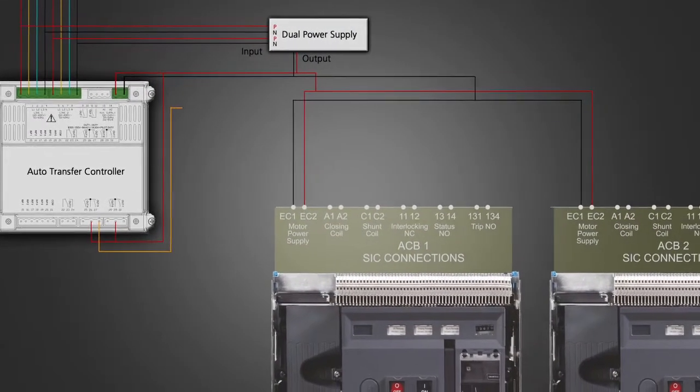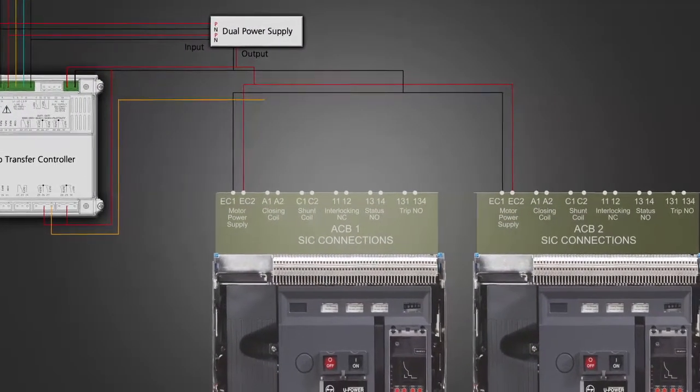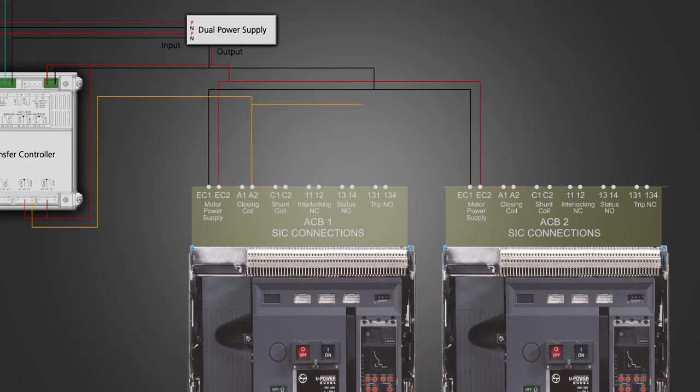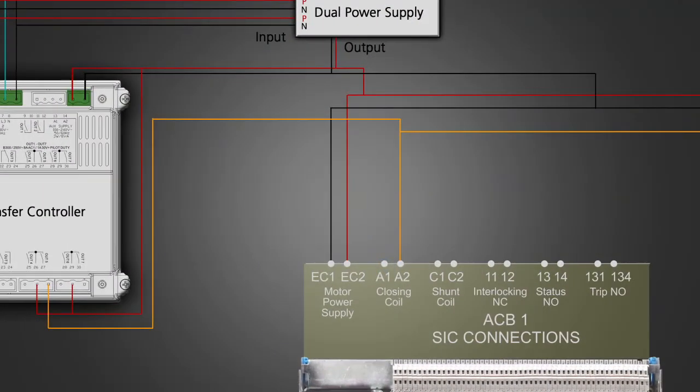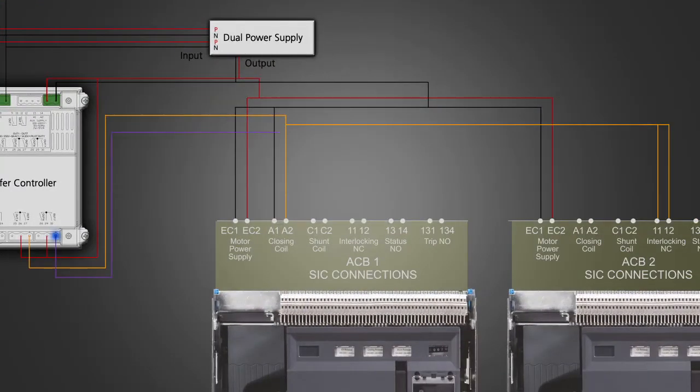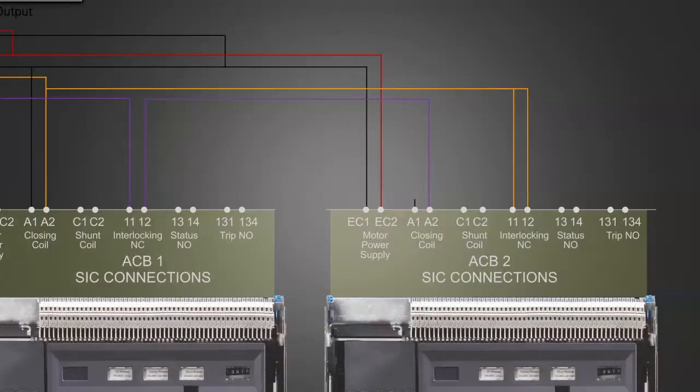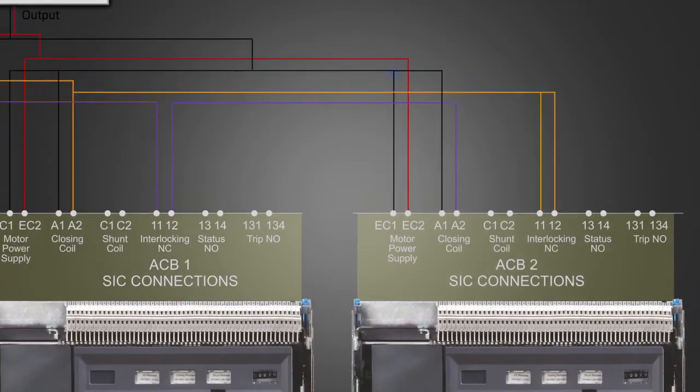Terminal 27 of output 5 of the controller connected to the terminal A2 of the closing coil of ACB1 through NC contact SIC number 11 and 12 of ACB2. The terminal A1 of closing coil of ACB1 connected to neutral. Terminal 30 of output 7 of the controller connected to the terminal A2 of the closing coil SIC of ACB2 through NC contact SIC number 11 and 12 of ACB1. The terminal A1 of closing coil of ACB2 connected to neutral.